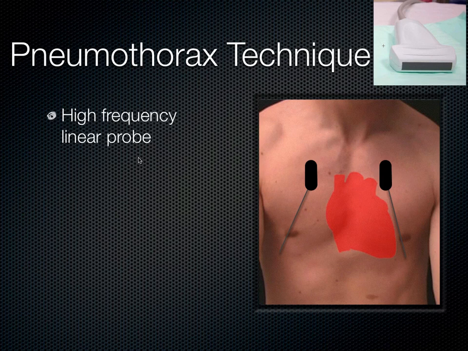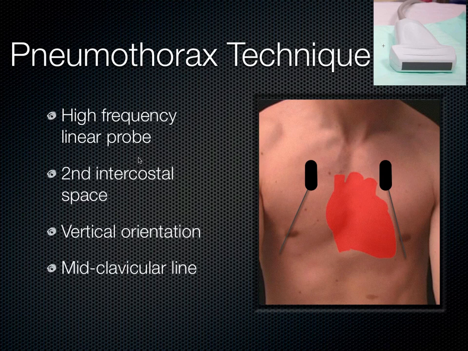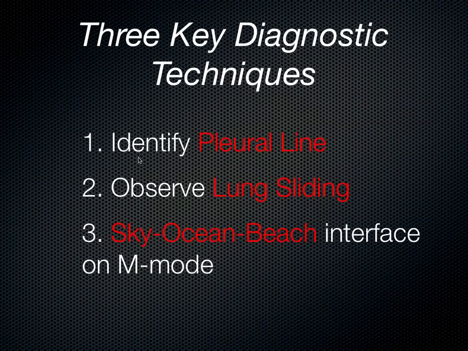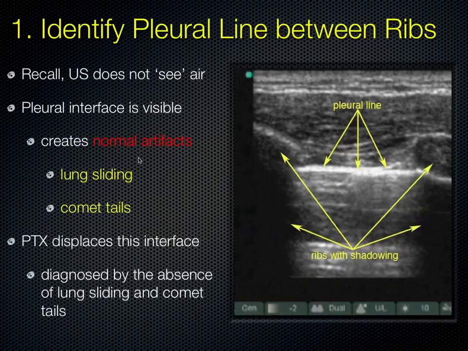And what you're looking for are a couple of different markers. We're looking for the pleural line to be sliding. So we find the pleural line that we found before when we were looking at A-lines, and we're looking for that sliding sign. I'll show you some examples of that shortly. You're also going to be looking for something we call the sky ocean beach sign, which is actually not an artifact, it's a representation seen when you use M-mode, which is the motion mode.